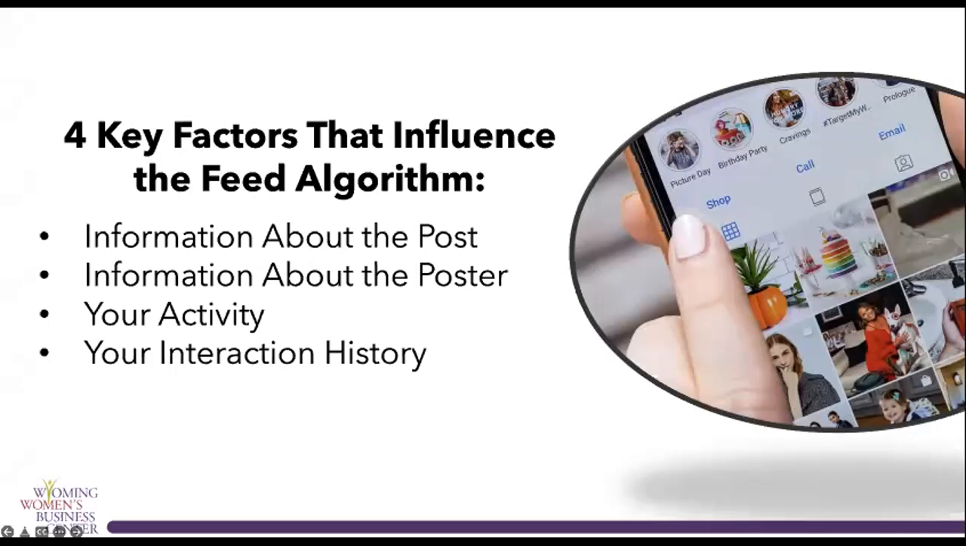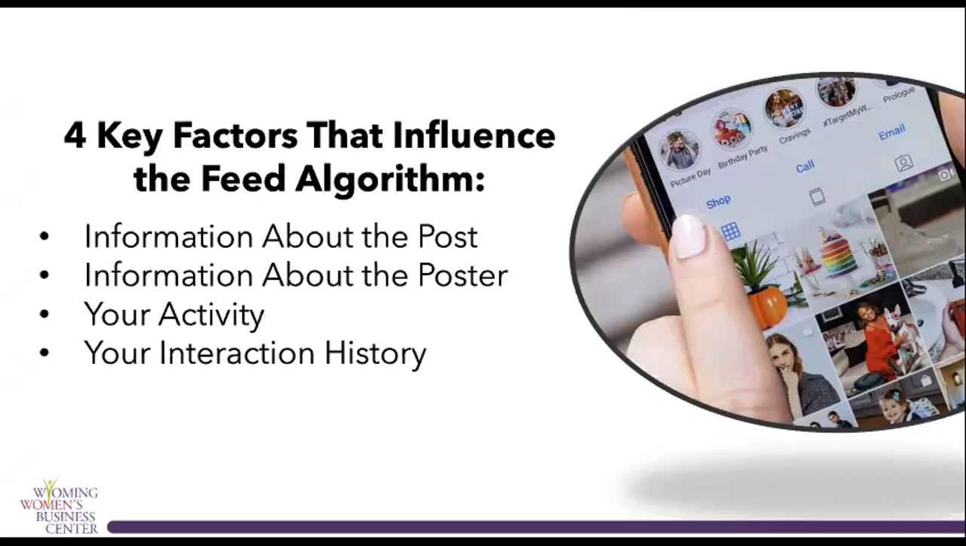So there are four key factors that influence the Instagram algorithm for feed posts. The first is information about the post. Is it a photo? Is it a video? What time of day was it posted? How many likes does it have? How many people have shared it? Next is information about the poster in relationship to you as the person viewing. How interesting are they to you? Are they your friend? How often do people engage with their content?